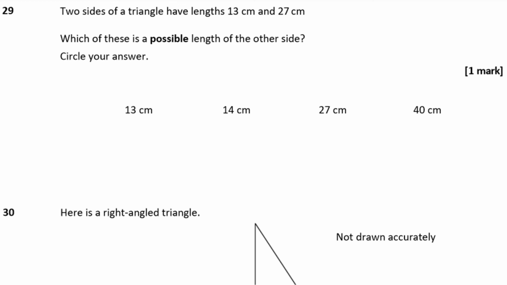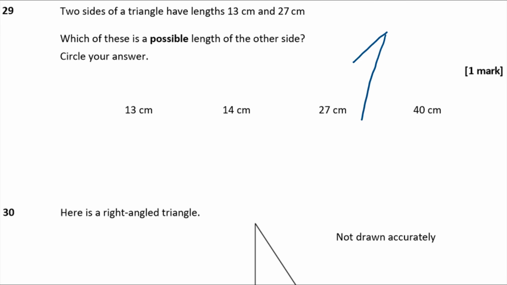Now, when you make a triangle, if I've got two sides that are 13 and 27, okay, then my last length has to fit from there down to there then, doesn't it? So it couldn't be more than the difference of these two, could it? So 27 take away 13 is 14. So if it was 14 or longer, it wouldn't actually reach.